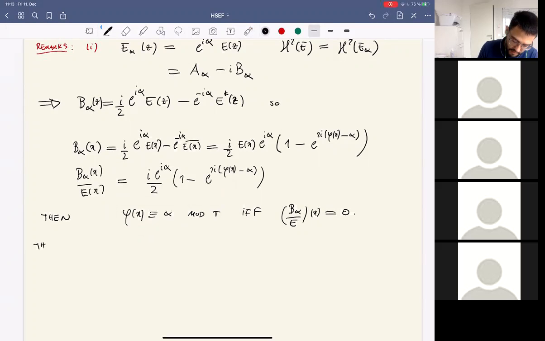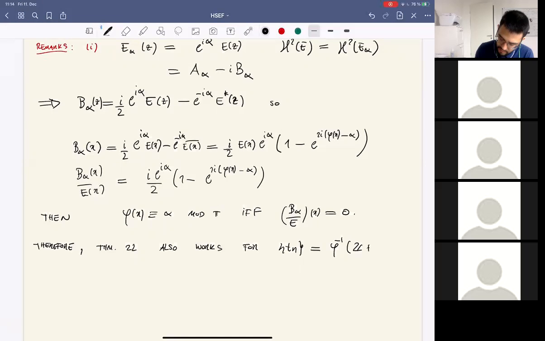So therefore, theorem 2 also works for the T_n to be phi^{-1} of (α + πZ). Because by putting alpha here, it is just using the same theorem, but by multiplying your function by e^{iα}, which would just be a phase shift of your function. Okay.